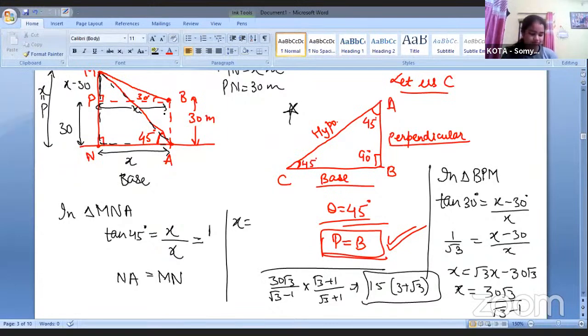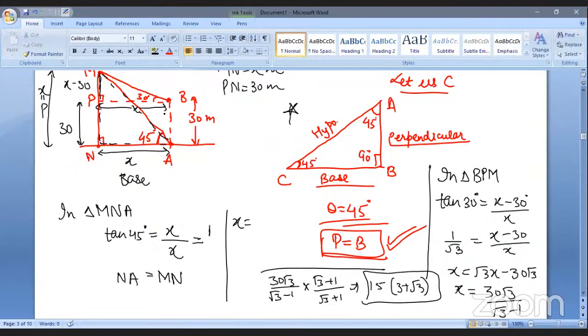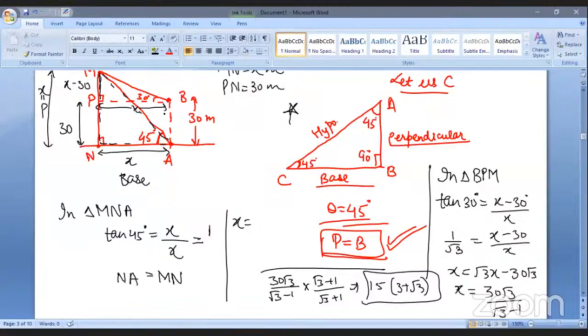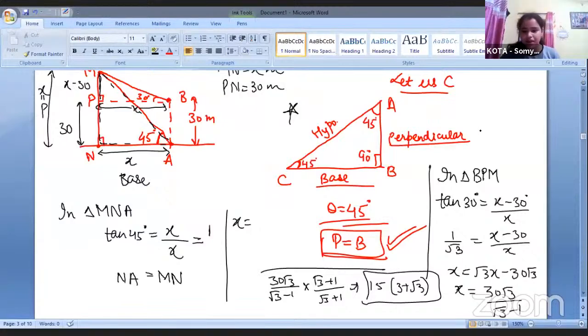Ma'am, the formula of sine 15 and 30? Yes. Sine and cos only, right? They will work? Yes, ma'am. Okay, sine. Where should I write it? Let me write it here only. All of you have written this? Yes, ma'am.